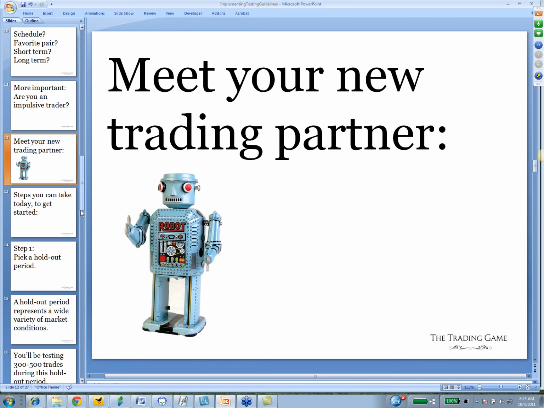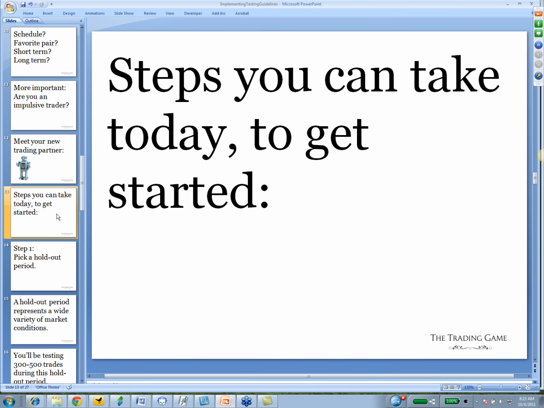We're going to remind ourselves that if we're an impulsive trader, we may be handing over part of the decision-making process or the implementation process to a trading robot. And now we need to take some steps and move forward in the process of implementing the model testing guidelines. Here are some steps that you can take today to get started.